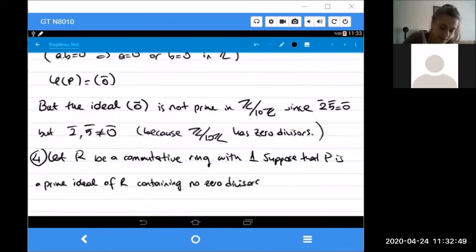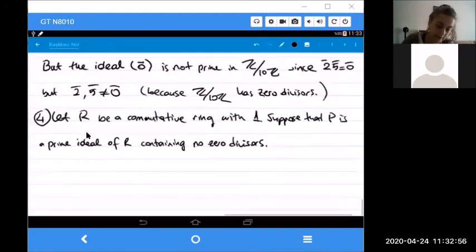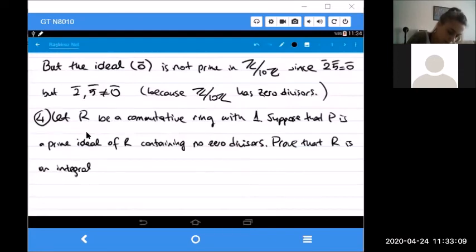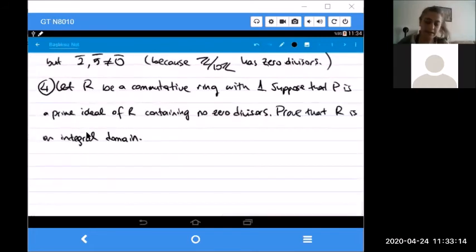Now, our aim actually is to show that in this case, under this condition, R has to be an integral domain. Prove that R is an integral domain. Okay? It's an interesting condition. And under this, R becomes an integral domain.